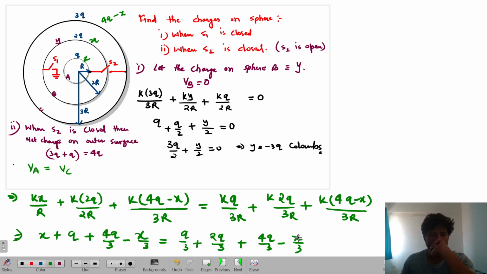So this one will cancel. Somewhere I'm getting a mistake. KQ by 3R, K into 2Q by 3R, K into 4Q minus X by 3R. Kx by R, K into 2Q by 2R.